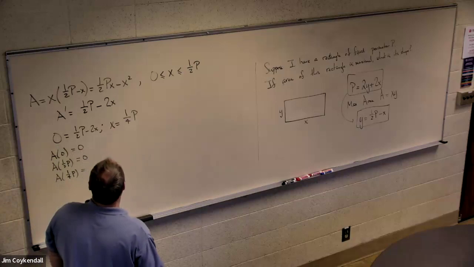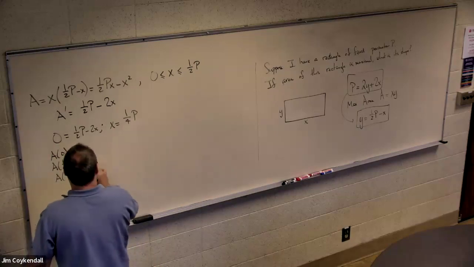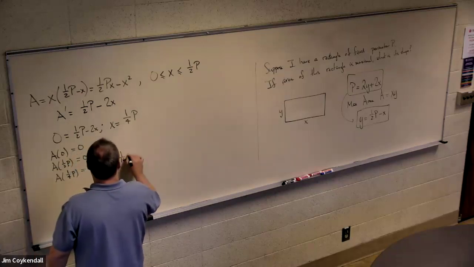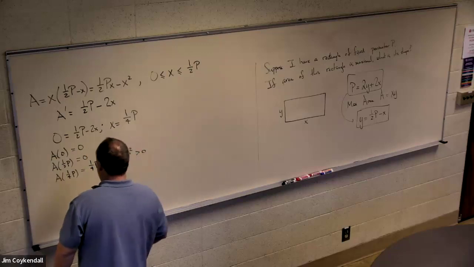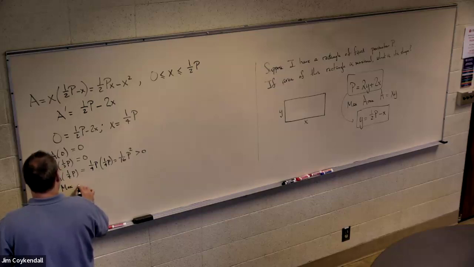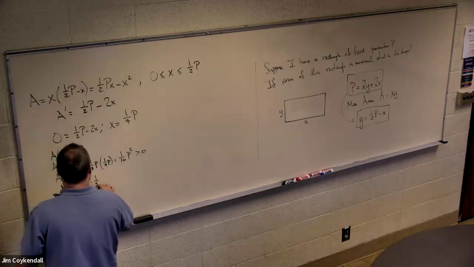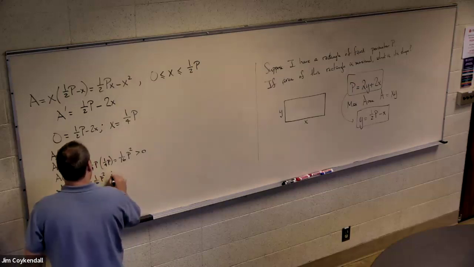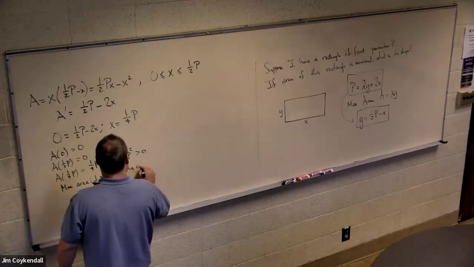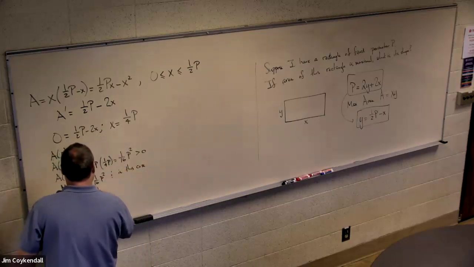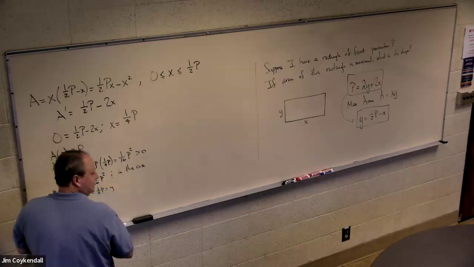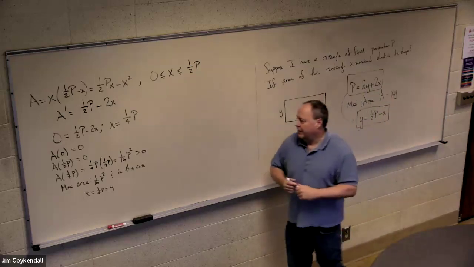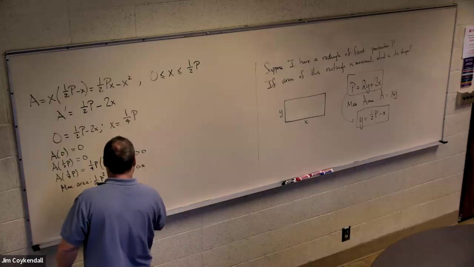And if you put in 1/4 p, you get 1/4 p times 1/2 p minus 1/4 p, which is another 1/4 p, and you get 1/16 p squared, which is bigger than 0. So the maximum area is 1/16 p squared, and in this case, x equals 1/4 perimeter. Because if you put in 1/4 perimeter here, you get y is also 1/4 perimeter. So we get the square.